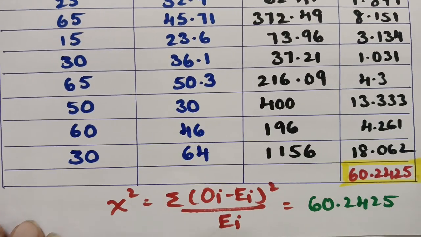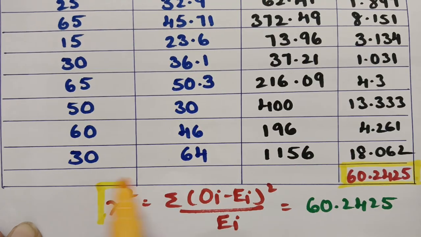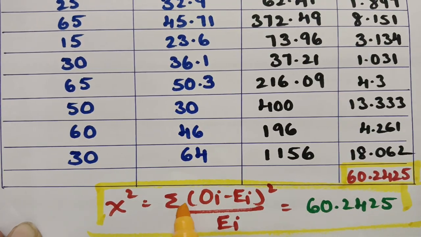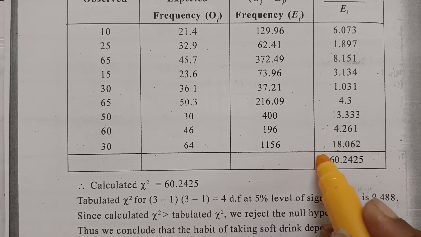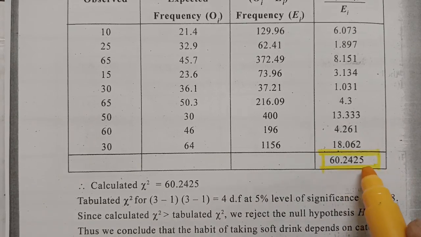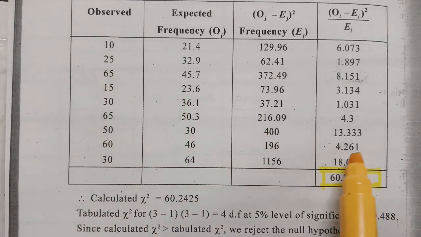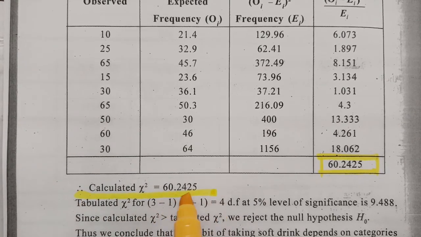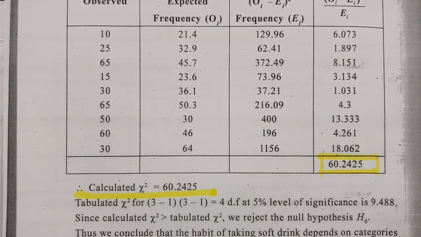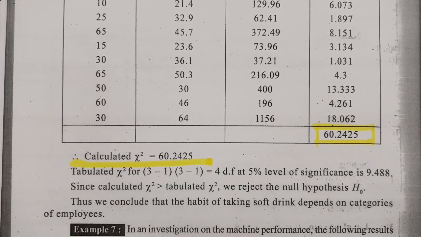So for calculating the chi-square value, this is the formula: sigma (OI minus EI) whole square by EI is equal to 60.2425. So this is the textbook value. So we got the calculated value of chi-square as 60.2425. And next, we have to go with the tabular value.